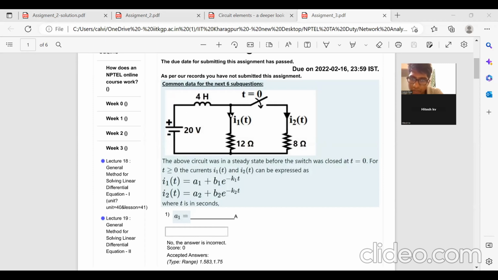What is the maximum current? It will be the maximum. That is 12 by 20. So it will be R by L, so 12 by 20. Yeah, that's it.